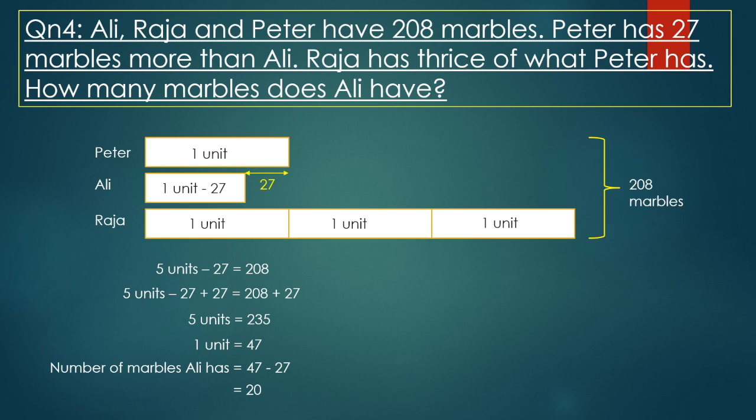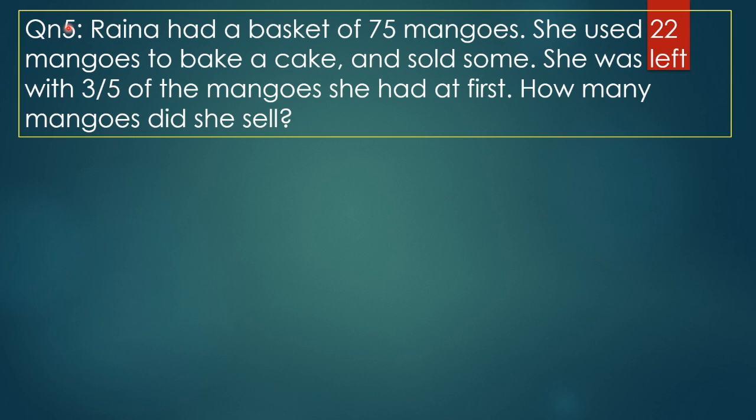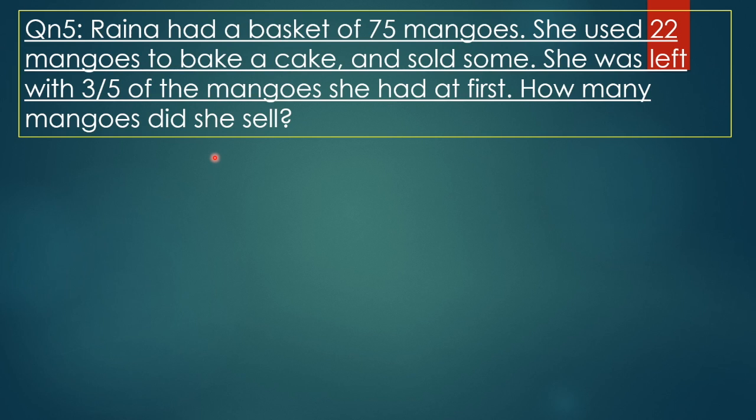Next question. Question 5. Reina had a basket of 75 mangoes. She used 22 mangoes to bake a cake and sold some. She was left with 3/5 of the mangoes she had at first. How many mangoes did she sell?